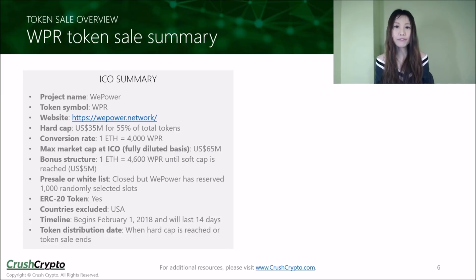WePower is raising up to $35 million by issuing WPR tokens in an upcoming token sale that begins on February 1st. The conversion rate is 1 Ether for 4,000 tokens or 4,600 tokens for the first $5 million contribution. The maximum market cap is $65 million on a fully diluted basis.